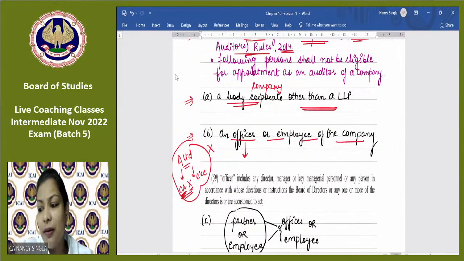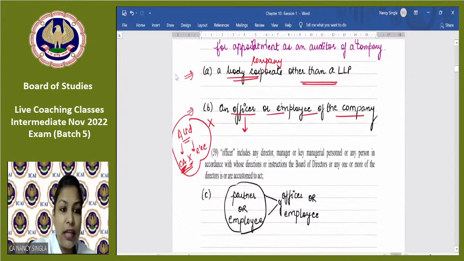Quickly tell me why an officer or employee of the company cannot be appointed as an auditor of the company, and the answer lies in chapter number 1. Quickly send in your reply. Let me just wait for 5 seconds, then I'll start. Yes, there is a threat to independence. Okay? An officer or an employee of the company.